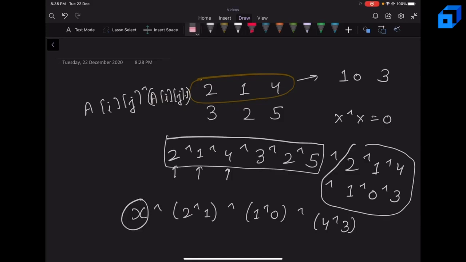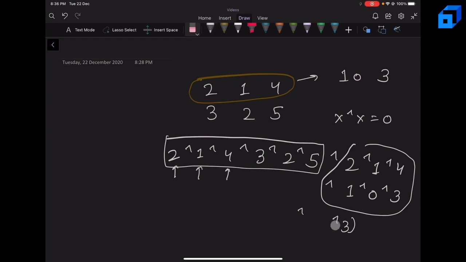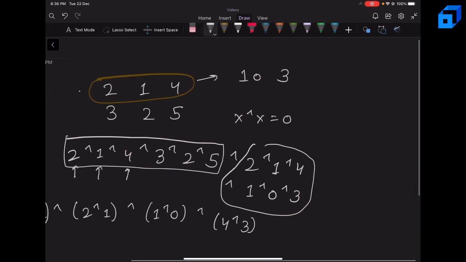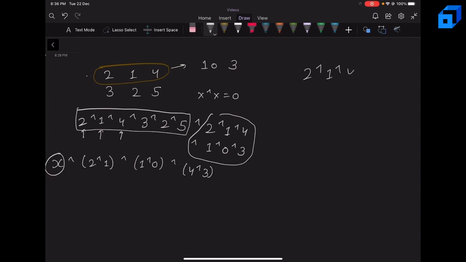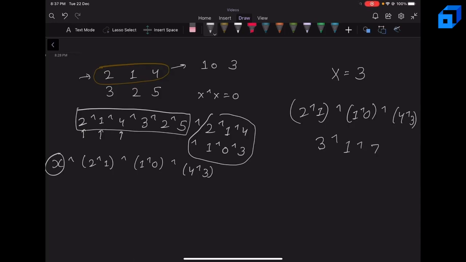Let me describe this idea using the same example. Let's find the initial value. Currently our value is 2 XOR 1 XOR 4, which is 2 XOR 1 is 3, 3 XOR 4 is 7, then 7 XOR 3 is 4, then 4 XOR 2 is 6. Now 6 is 110 and 5 is 101, so currently our XOR is 3. So X is 3, the total XOR of all the elements. Now if we select this row, this will contribute 2 XOR 1, 1 XOR 0, and 4 XOR 3. So 2 XOR 1 is 3, 1 XOR 0 is 1 and 4 XOR 3 is 7. So 3 XOR 1 is 2, and 7 XOR 2 is 5. So we get 5 here.